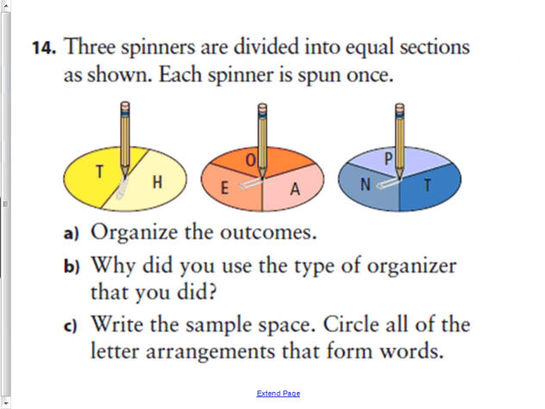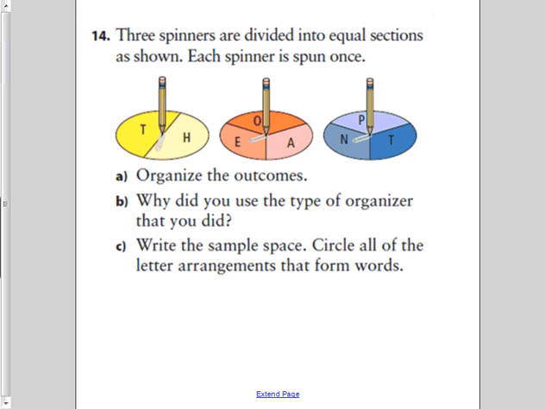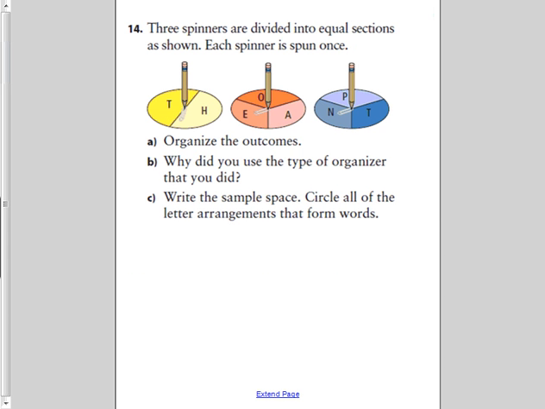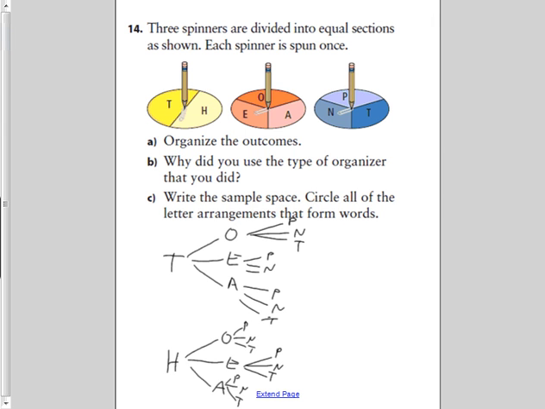Question 14 says 3 spinners are divided into equal sections as shown. Each spinner is spun once. Organize the outcomes. Okay, so for this one, I'm going to use a tree diagram, and here's what it would look like. When we finish our tree diagram, we see here that it looks pretty tight. It's not really easy to see, but I use a tree diagram because with 3 events, you can't use a table. And write the sample space for this one.